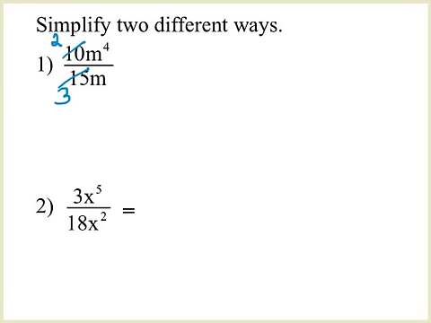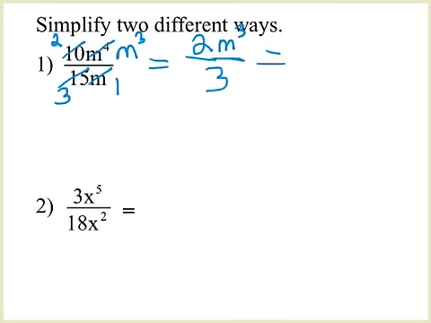Now, in terms of the variables, I can divide a common factor of m out of the numerator, and then I'm left with m to the 3rd. If I divide m by m, I'm left with 1. So my answer in the numerator is 2m to the 3rd power all over 3. Write that a little clearer. 2m to the 3rd power all over 3. All right, now you try the next one.